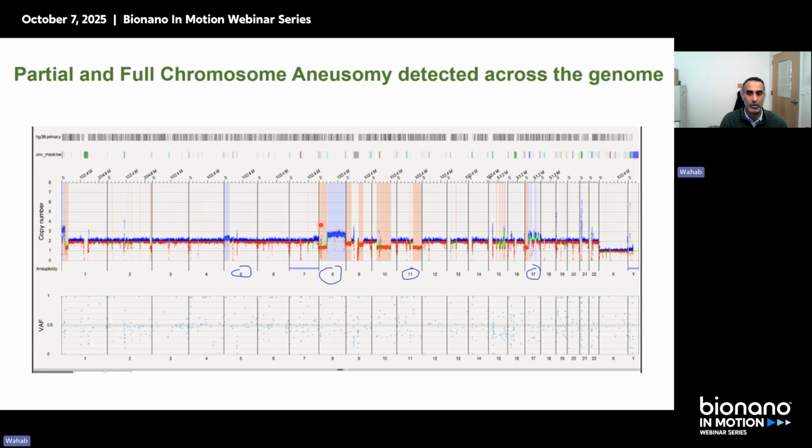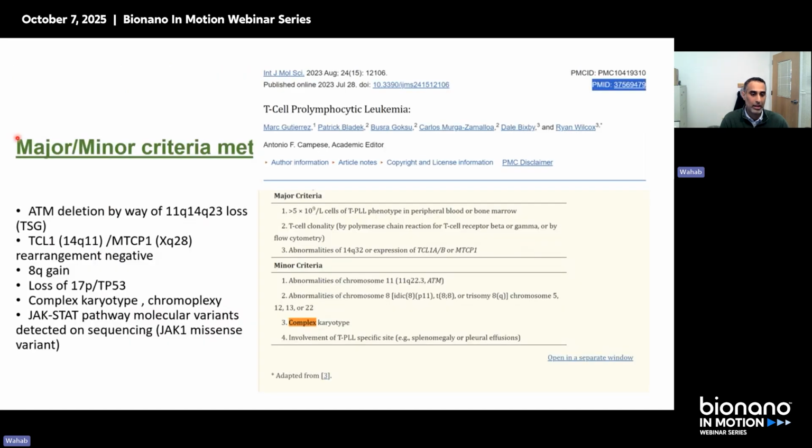And then we again saw these partial and full chromosomal aneuploidies across the genome. Of note was this 17p loss with almost a chromoanagenesis or chromothripsis-like pattern seen on 17q, as well as the focal loss of ATM, and then TP53 being lost. So to collect the list of aberrancies in this T-cell prolymphocytic leukemia: ATM loss, TCL1 rearrangement negative, the 8Q gain, the complex karyotype, and on sequencing, we did see a JAK1 missense variant.